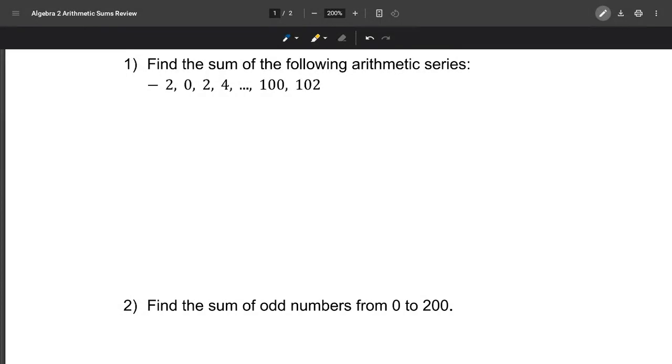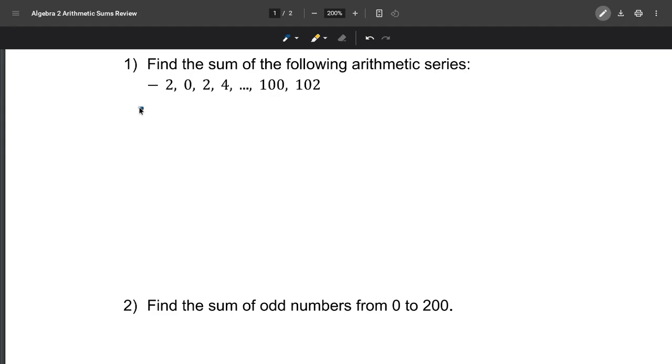In this video we're going to solve some problems where we find the sum of arithmetic series or write the summation notation using the Greek letter sigma. Alright, so this first one says find the sum of the following arithmetic series. So really it should be -2 plus 0 plus 2 plus 4 all the way up to 100 plus 102.